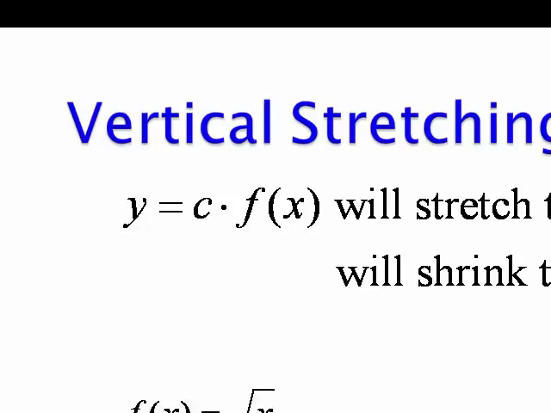If I start with a basic graph of the square root of x, you already know what that looks like. Let me take that same function now and multiply it by 2. When I do that, we would expect it to stretch the graph. And notice what it does, and notice what we mean by stretch. It pulls the graph further away from the x-axis, and that's exactly what happens here.